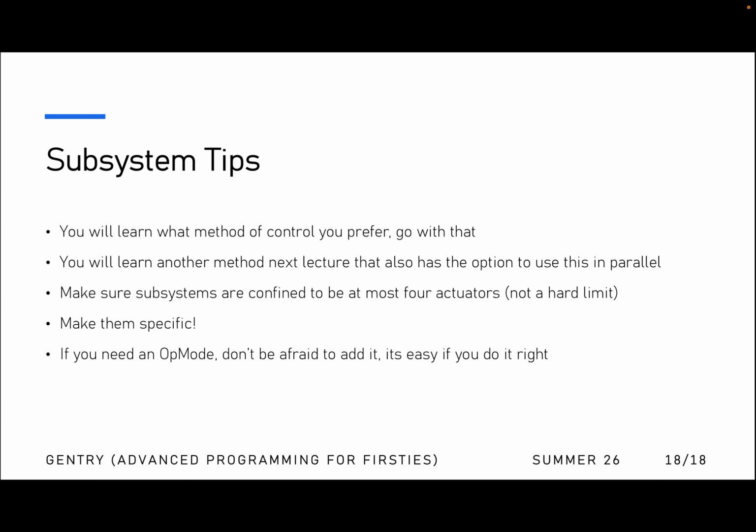However, it gets very complicated very fast. So make sure you are limiting it as much as possible. Make your subsystems pretty specific. The main problem I've seen with the subsystem method is people have it encapsulate half of their robot, and then the entire point of making it a subsystem is now gone. And if you need an op mode to be passed in as a parameter, don't be afraid to add it. This method should be fairly easy if you do it right. If you don't do it right, you're going to have a bunch of references darting around and it's going to get complicated. And we don't want that to happen because then it makes it terribly difficult to debug.